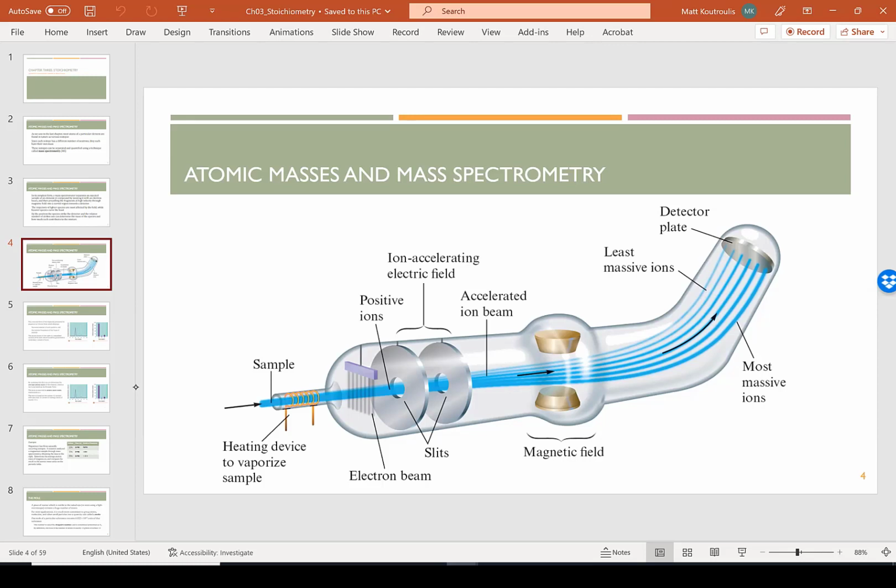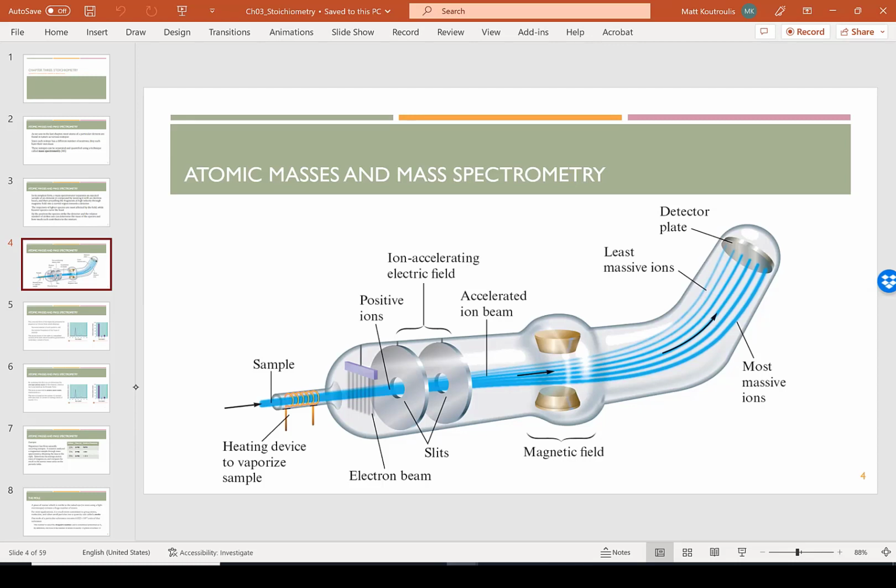As you take a hard turn, it might not move by much, right? But something very light, if you take a very hard turn, will be flung pretty far. And so ultimately what happens is the most massive particles change their direction the least, whereas the least massive ones change their direction the most. And then they go around this curve and then smack into what's called the detector plate.